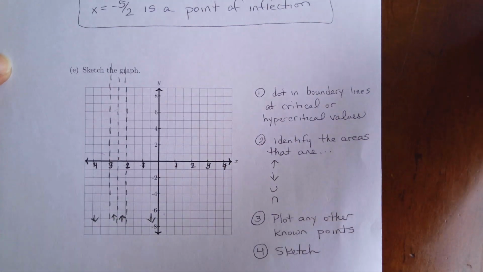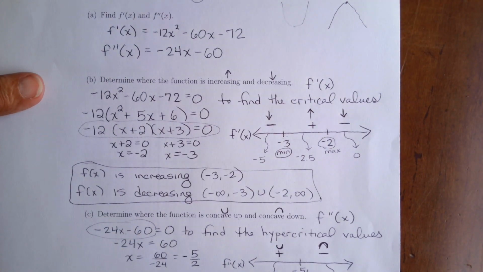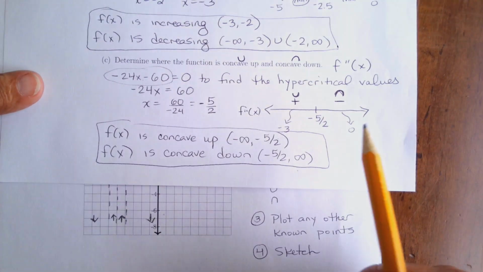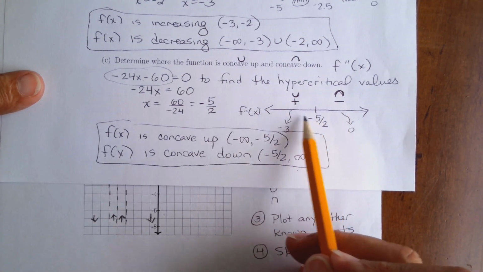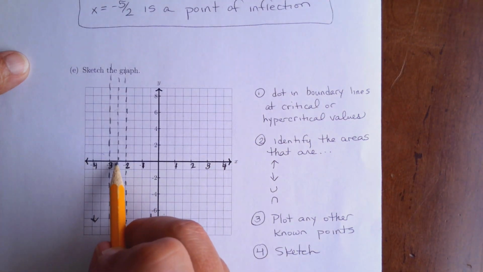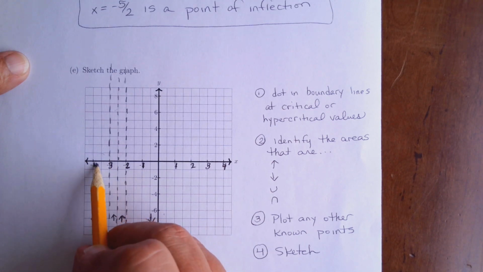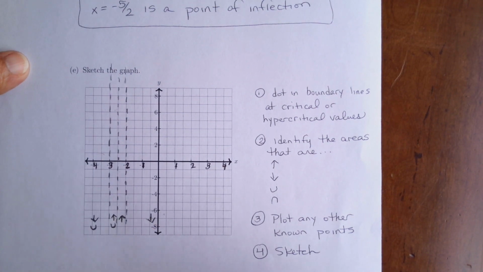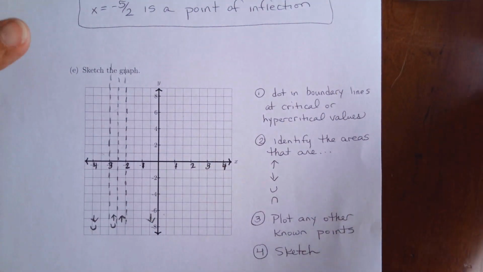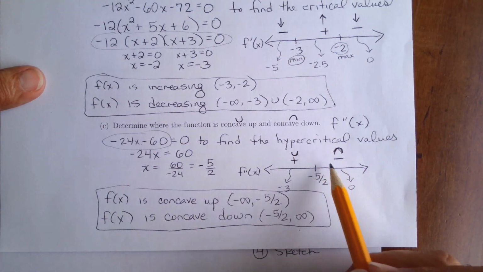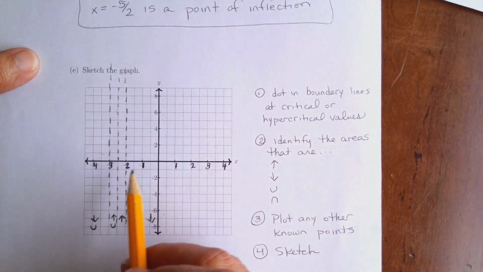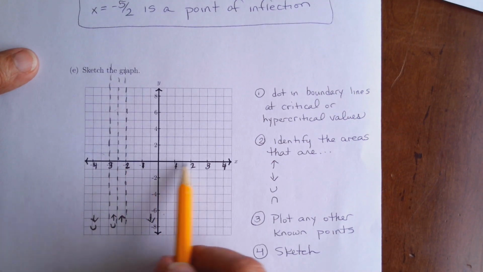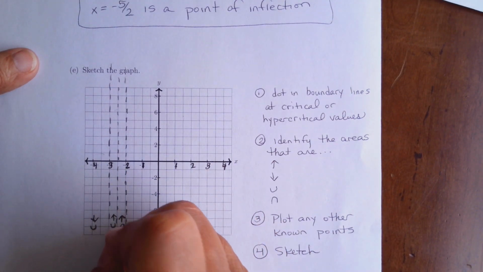We're going to do the same thing for concavity now. Where is the graph concave up, concave down? The graph is concave up to the left, less than -5/2. So look at your boundaries. Here's -5/2. So this area is going to be concave down, I'm sorry, concave up. And this area is going to be concave up. So we're going to put a U here and a U here. And then to the right of -5/2, remember that's where it was concave down. So everything greater than -5/2, that would be here and in this area. So these are concave down.